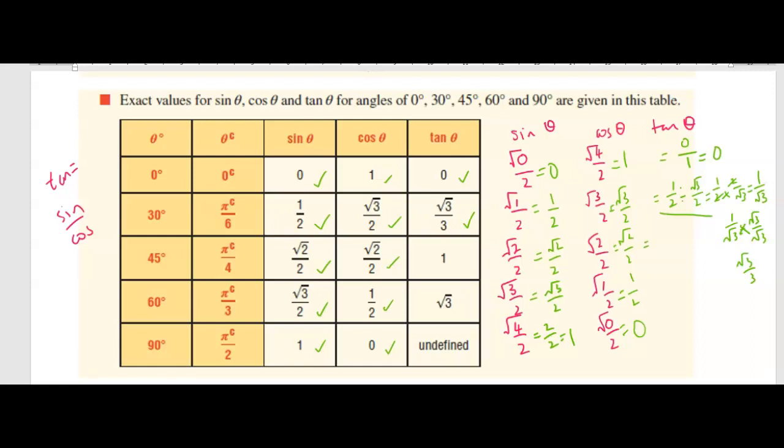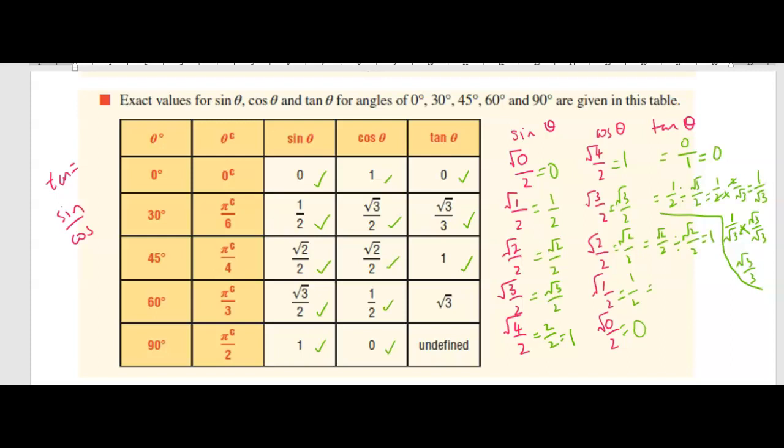All right. I haven't given myself much room to write. Then we've got root 2 on 2 divided by root 2 on 2. So when you're dividing the same number by itself, it just becomes 1.